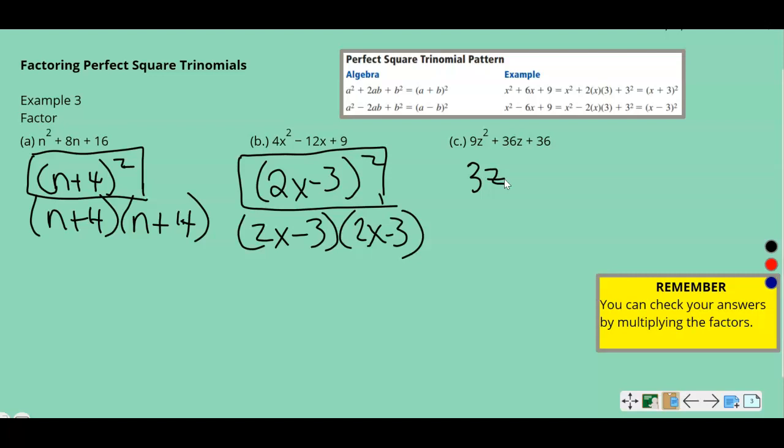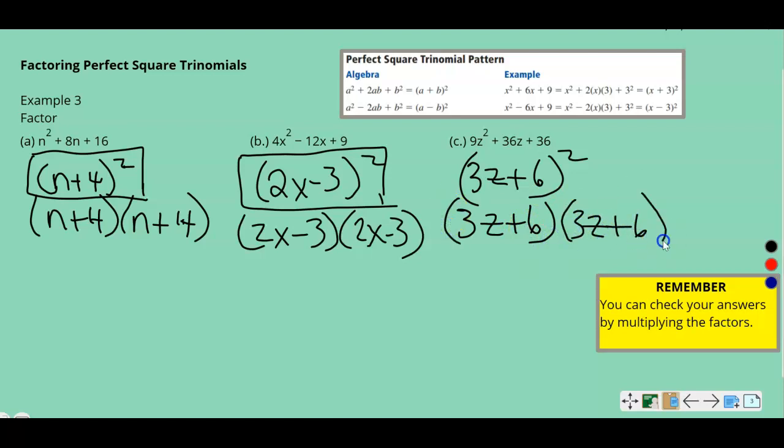36 would be 6 squared. So 3z plus 6, quantity squared, or 3z plus 6 times 3z plus 6. Again, you can check it.